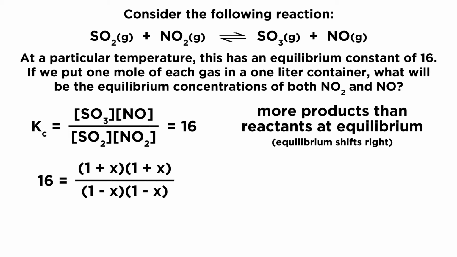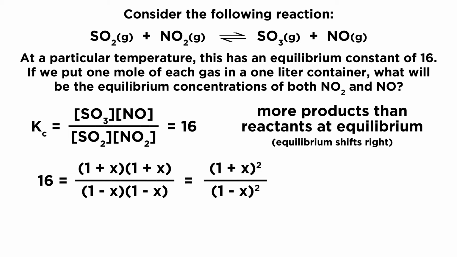So what this means is that we can do some algebra here. Let's say that the equilibrium constant, 16, equals 1 plus x times 1 plus x, because SO3 and NO are starting at 1. We'll say we've got 1 mole, plus x, some amount, right? We know that we're going to be forming some more of the products because the equilibrium will shift right after we put a mole of each gas in the container. That also means that SO2 and NO2 will become 1 minus x because some amount of those will be used up to form the products. So that is our new algebraic equilibrium expression.